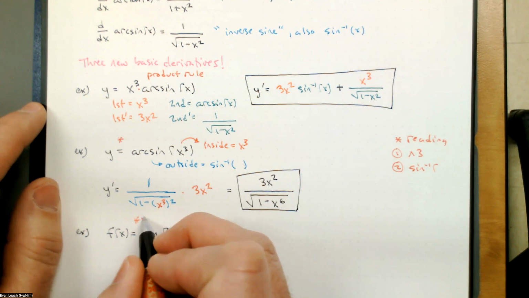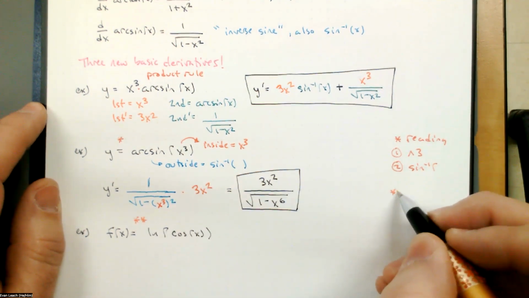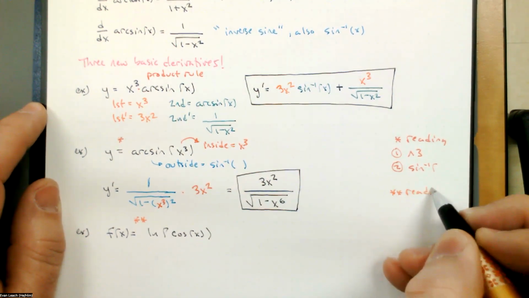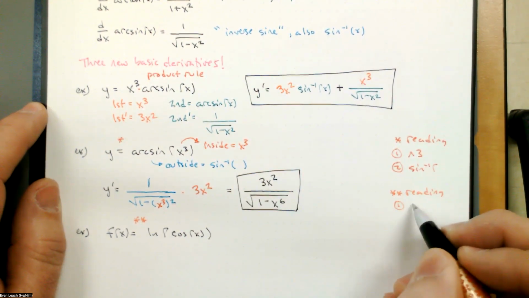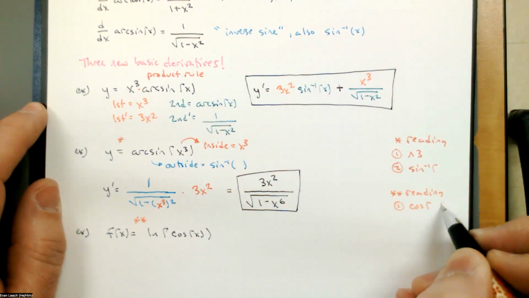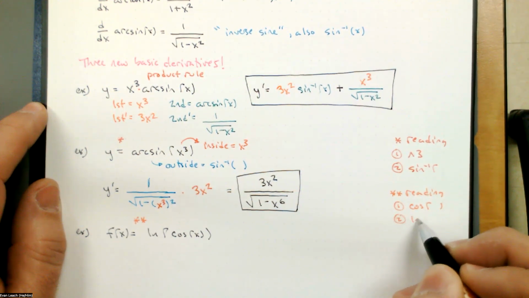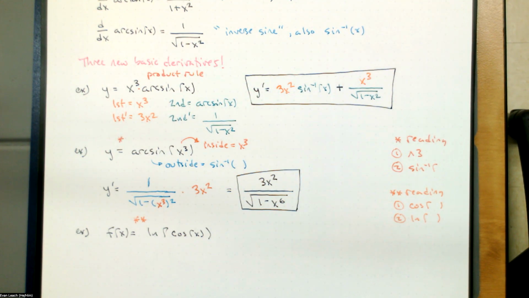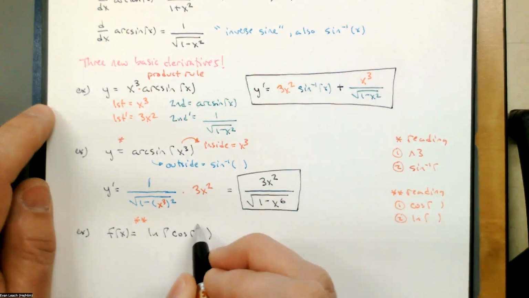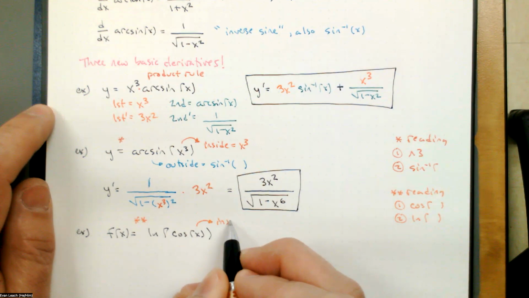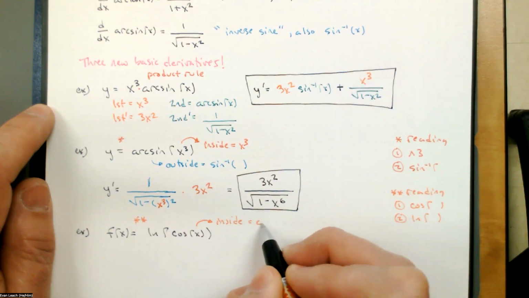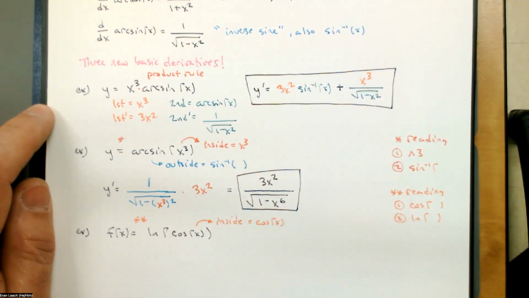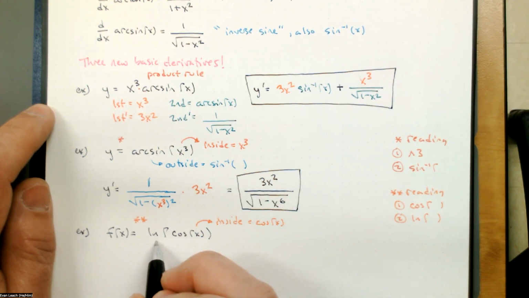So our read on this problem: the first thing that we did is a cosine, and the second thing that we did is a natural log. So that tells us that the inside part is the cosine, and the outside part is natural log. So inside is our cosine, and our outside is natural log.